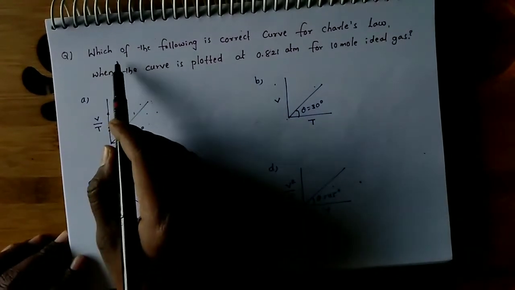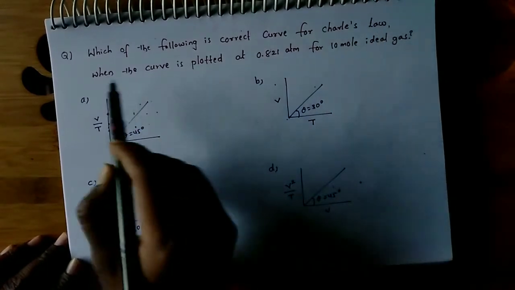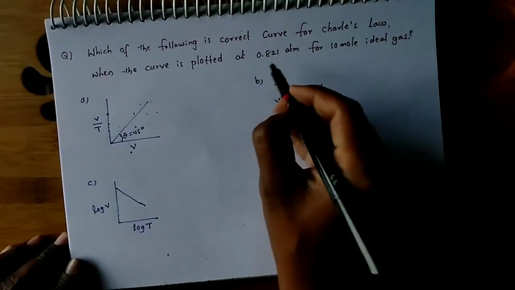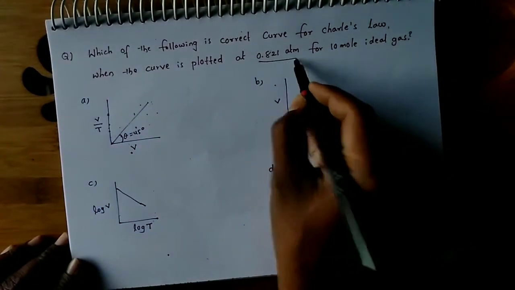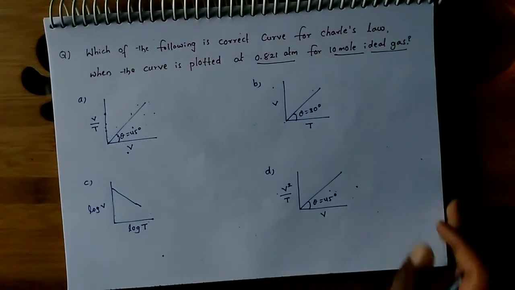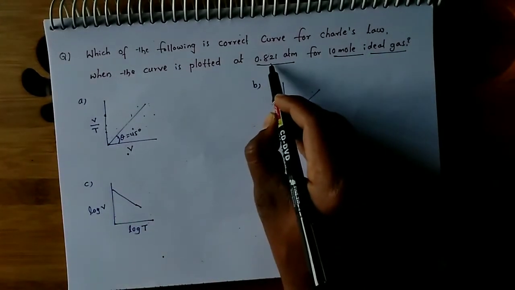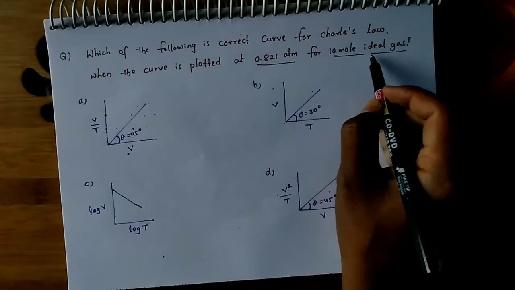Which of the following is the correct curve for Charles law when the curve is plotted at 0.821 atmosphere for 10 mole ideal gas? Okay, so these are the curves plotted at 0.821 atmosphere for 10 mole ideal gas.